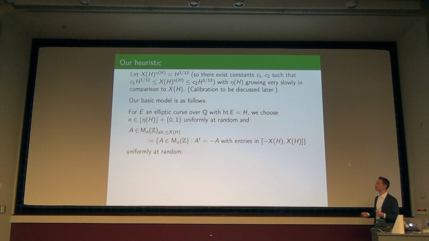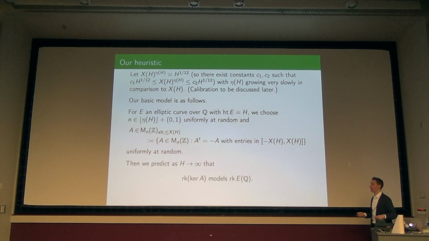Then I choose a random matrix with entries bounded of size x of h. So it's an n by n matrix. I want it to be alternating, and so have integer entries in this interval. And I do that uniformly at random. I just write down the possible skew-symmetric matrices. I guess I only have to choose the things above the diagonal, and for those, I choose them randomly in this interval.